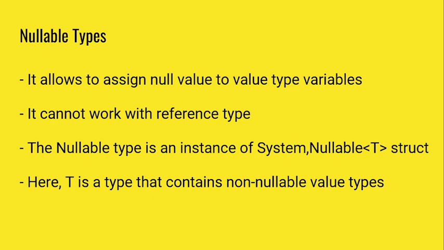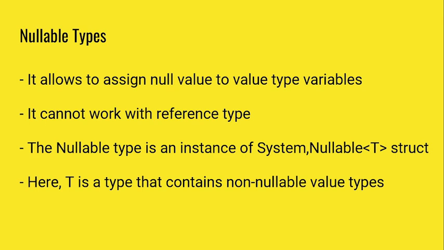So for some purpose, if we want the value type to be allowed to be assigned null, then we have to make use of the nullable types. So that is the basic idea of nullable types. It allows us to assign a null value to value type variables. It need not be required with reference types as such, because reference types are by default nullable. We can very well assign null to it.